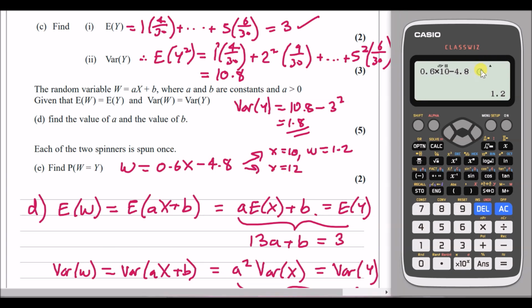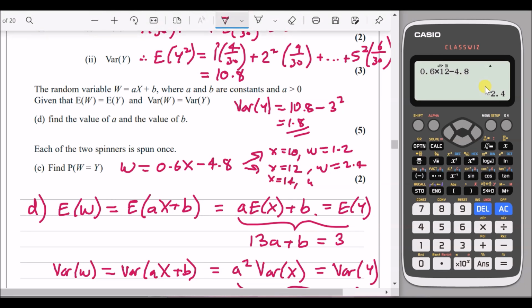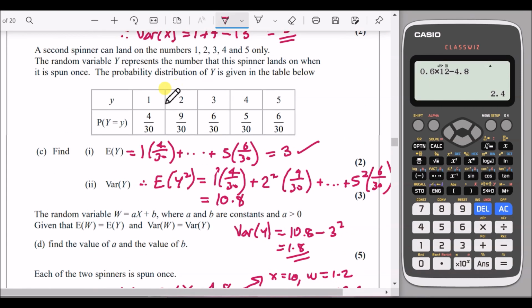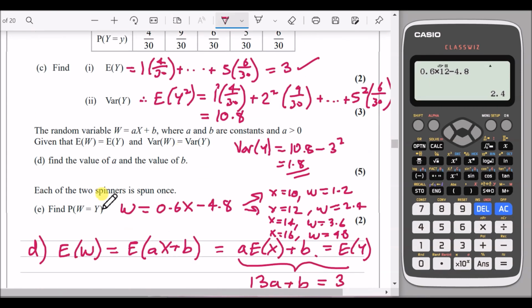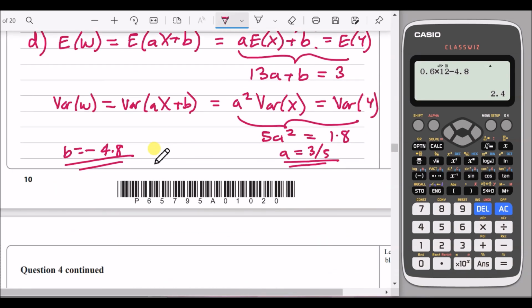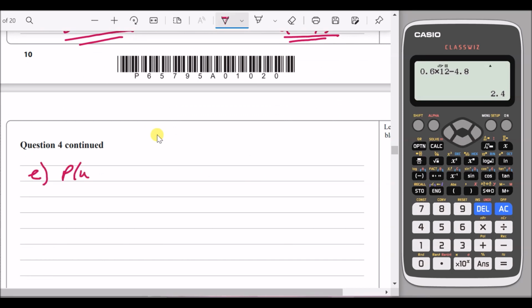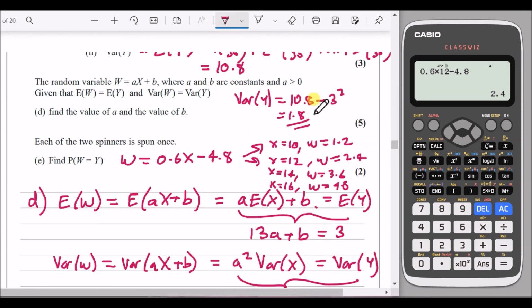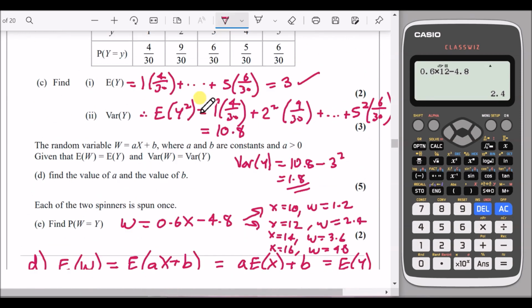If x equals 12 here, the probability would be, again, it won't be a whole number, it will be W equals 2.4. So I've done this already for all of them, and it turns out that every value does not give you the answer. So the last one, 16, W is 4.8. So we can clearly see that the values are not the same as Y. You can never get the same value. So the chance of these two becoming the same is, well, never, because they're not the same. So the answer for part E would be 0. So we can say for part E, the probability that W equals Y is 0, because the values for W do not match up with the values of Y. That's literally all we can say.